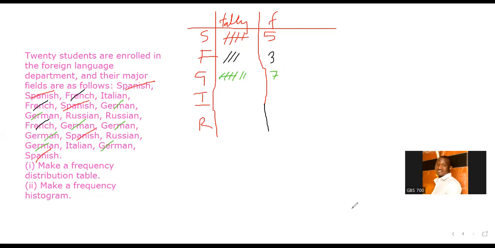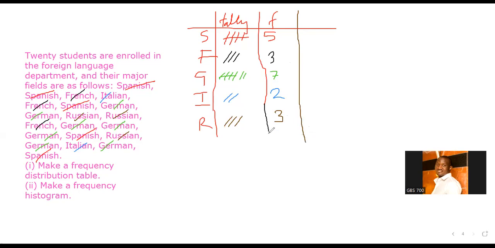Then we go to the Italians. How many? 1, 2. So we get our 2. And finally, we go to our Russians. So Russians, we have 1, 2, 3. We'll put our 3 there. Okay, so these must add up to 20.